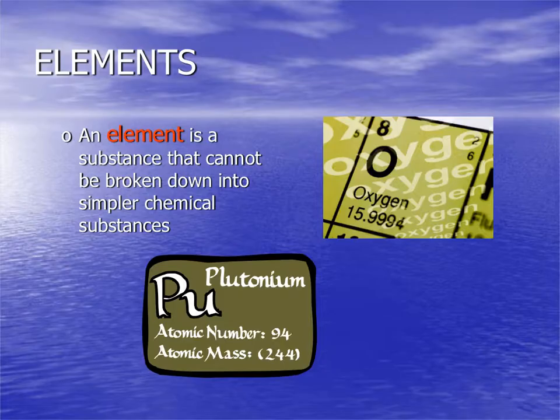All right. So an element is a substance that can't be broken down into simpler chemical substances. So what does that mean? Well, I don't like that they use plutonium, but we should point out that plutonium is radioactive. It is an example of an element, and oxygen is an example of another element. And there are many different elements on the periodic table, which is a summary of all the known elements in the world and the universe.